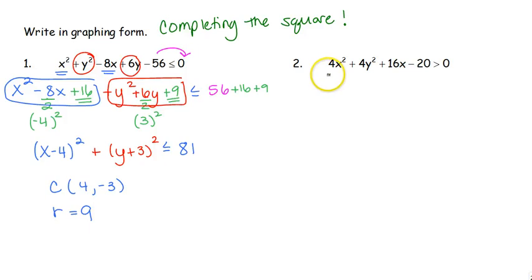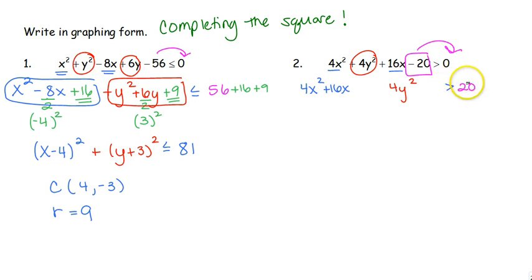Notice this time we have our x's and our y's again, but we've got a little bit different of a setup. I'm still going to do the same thing. I'm going to group my x's together. So I've got 4x squared and a 16x. And then I'm going to group the y's. I've got a 4y squared. Don't have any more y's. And I'm going to move the number from the left side over to the right side. So that's going to be a 20.